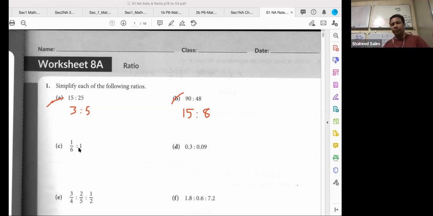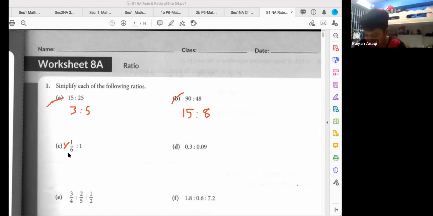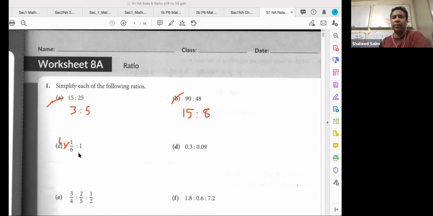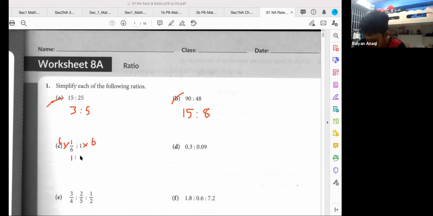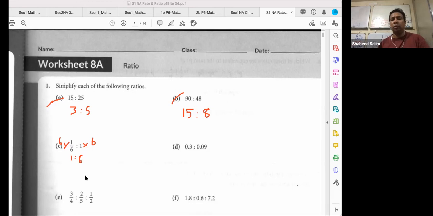Can you try? You can times by the opposite. Just times by the opposite of the fraction. Times by 6. So what do you get? 1. So the other side? 6. So can you see 1:6 is easier to imagine?